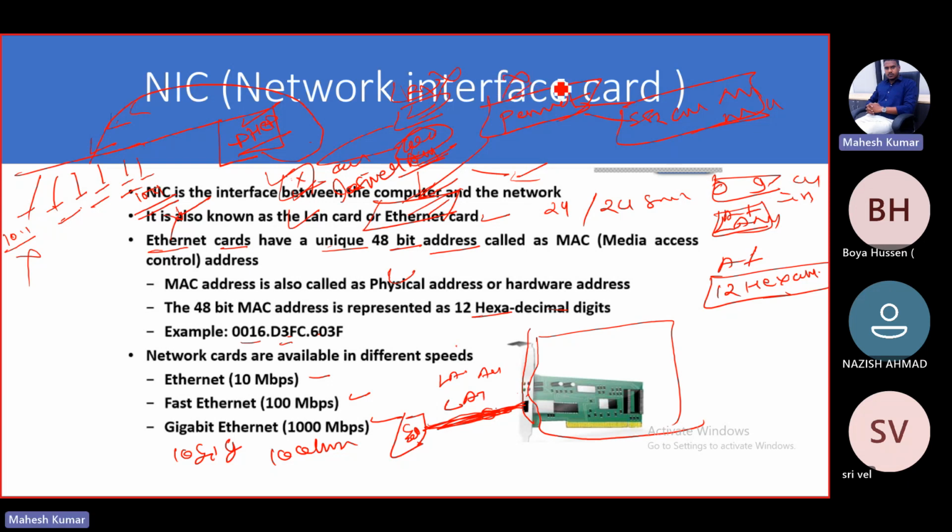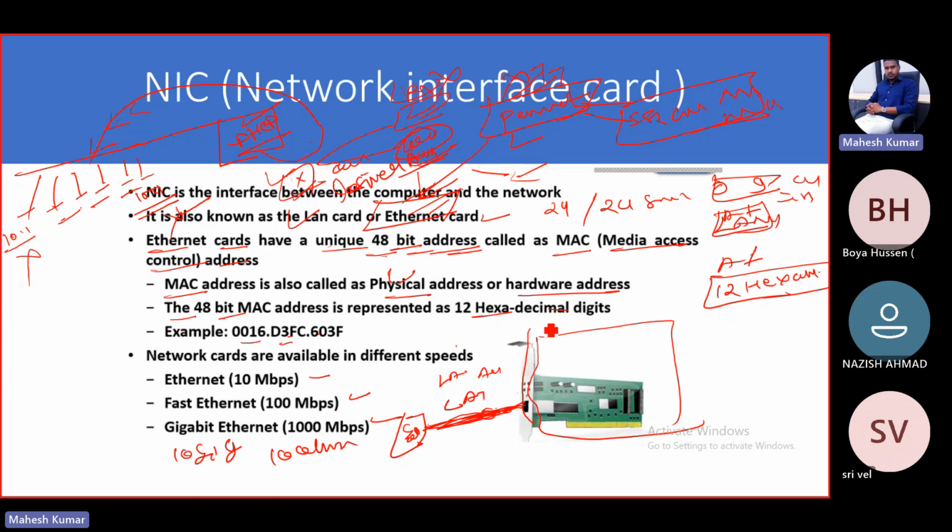So this is called a logical address, but the permanent address will never be removed. In Aadhaar card or anywhere, even if you change the city for completely staying there, people will consider that you are from Vizag only. So this is the permanent address, a 48-bit address. I will show you that address in the NIC card. It is called Media Access Control, the MAC address, also called the physical address or hardware address. The 48-bit MAC address is represented as 12 hexadecimal digits.